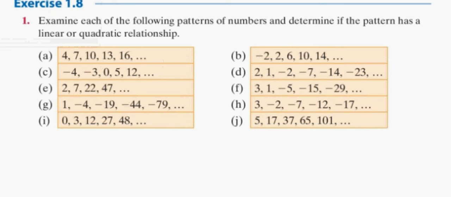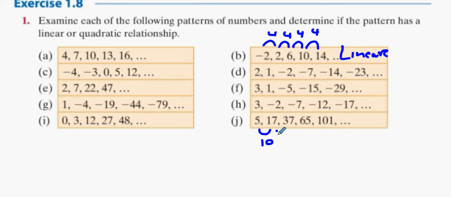Examine each of the following patterns or numbers and determine whether the pattern has a linear or quadratic relationship. If it has a linear relationship, what happens? The first difference is always the same. So do you see in part B the way the first difference is always the same? That'll make that linear. You cool with that? Now what about J? What do you see here?